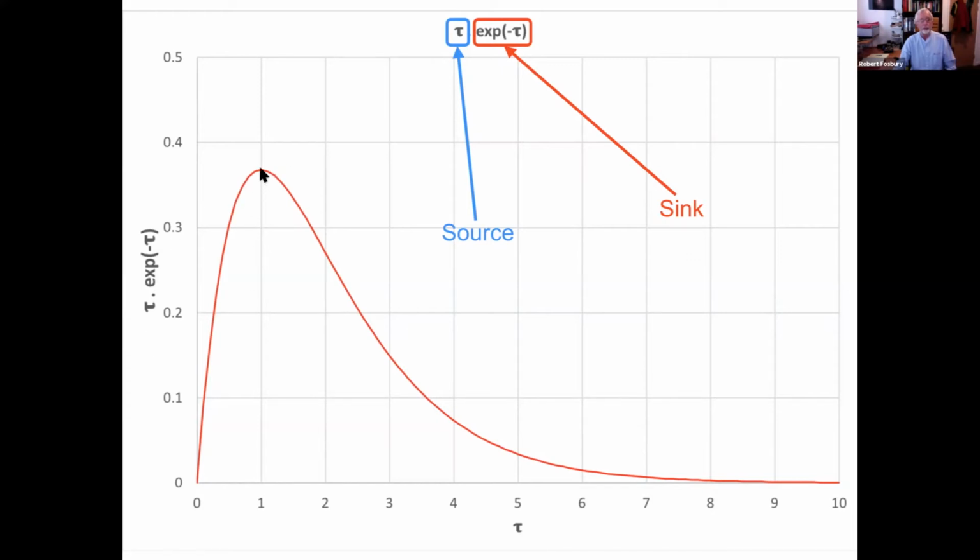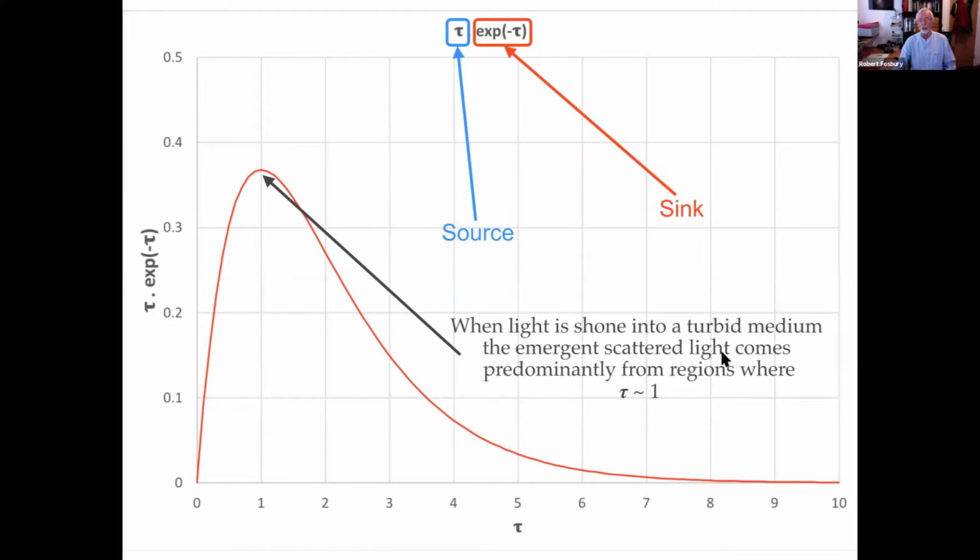This curve peaks at 1, so it peaks at an optical depth of 1. And when we shine light into a turbid medium, the emergent scattered light that we see comes predominantly from this region where the optical depth equals 1. Now, this is a very important general principle, and it gives us a way of understanding how the colors vary in the sky. I might mention that we've also used this to understand the atmospheres of galaxies with quasars in the middle and so on.